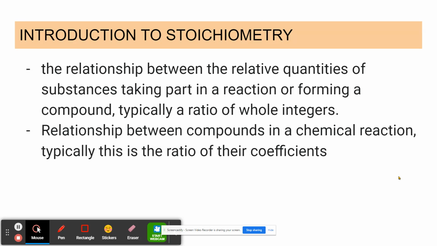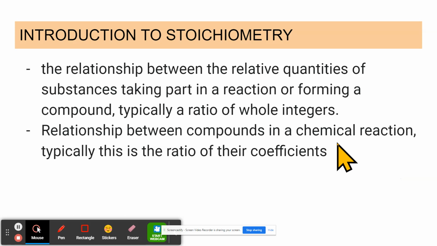So, last time we started working with stoichiometry. Again, when we talk about stoichiometry, we're looking at the relationship between the relative quantities of substances in a chemical reaction. Basically, what you're looking at is the proportion between the compounds, the reactants and the products within a chemical reaction.